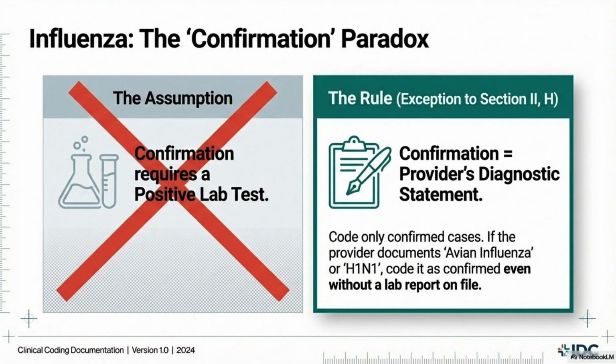Influenza is one of the few places where ICD-10-CM breaks its own rule. Normally, we need diagnostic certainty, but for influenza, confirmation is based entirely on the provider's statement. So if the provider documents H1N1 influenza, you code it as confirmed even without a positive lab test. But if they say suspected, probable, or just influenza without specifying a strain, you default to J11.